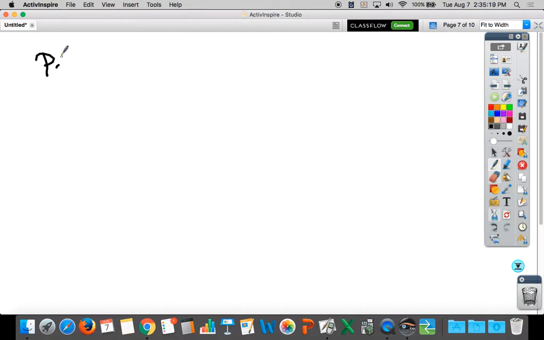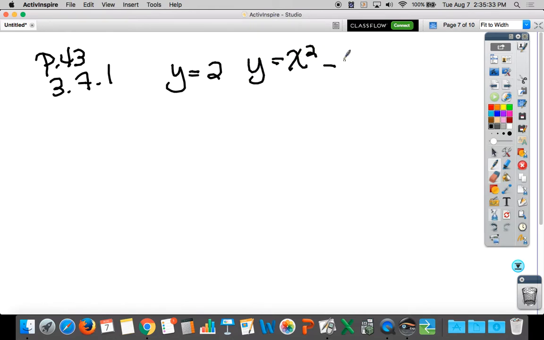I'm on page 43, Example 3.7.1. It says find the points of intersection of the line y equals 2 and the graph y equals x squared minus 3x plus 4. Okay.